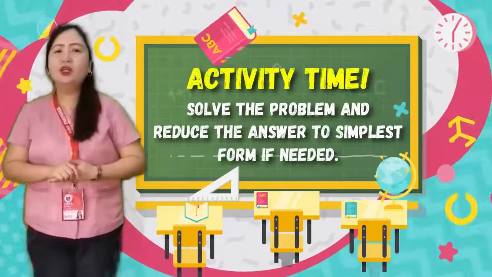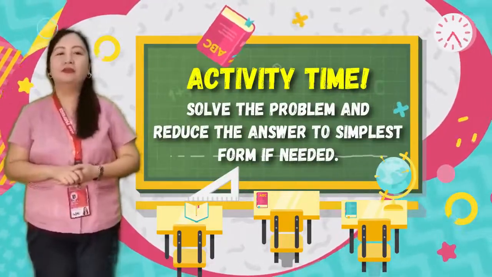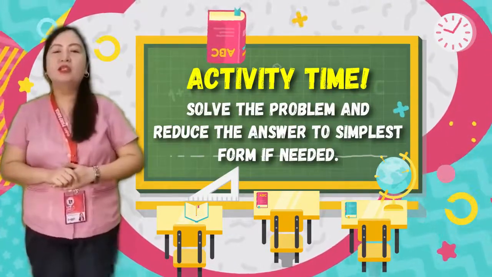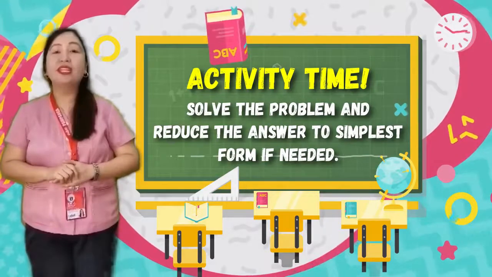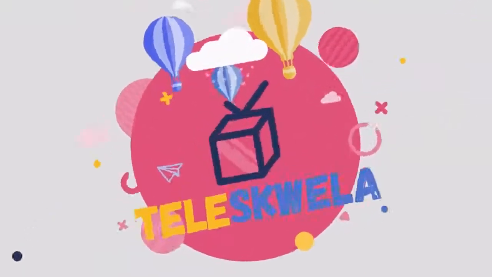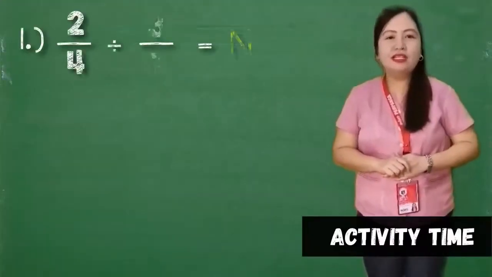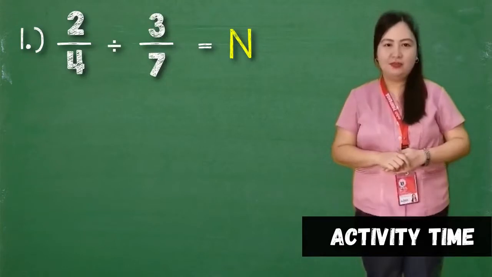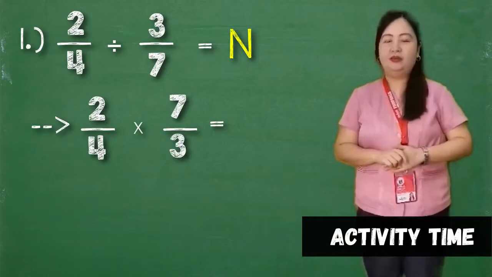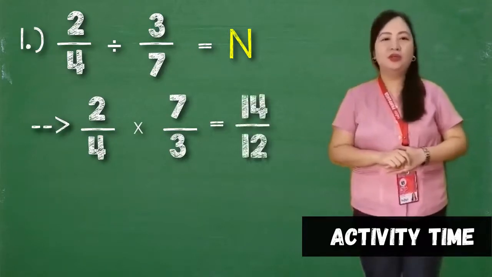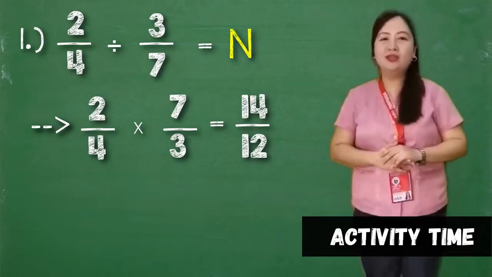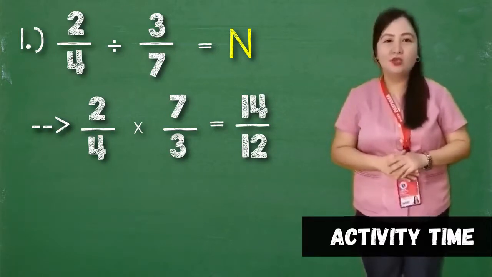Let us check what you have learned through this activity. Ready your papers and pens. Solve the problem and reduce the answer to simplest form if needed. The first one is done for you. Number 1, 2/4 divided by 3/7. It will become 2/4 times 7/3. Multiply the numerators, 2 times 7 equals 14. Multiply the denominators, 4 times 3 equals 12.